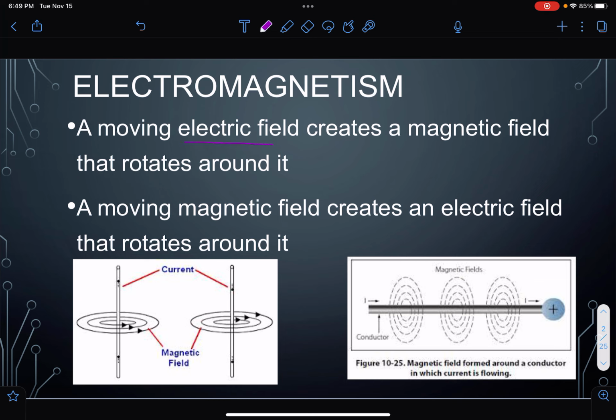Okay, so anytime we have a current, that is a moving electric field, and so that's creating this magnetic field around it. We can harness that in order to create electromagnets. The other thing we can do is take this magnetic field and move it in order to create a moving electric field, which in turn is a current.